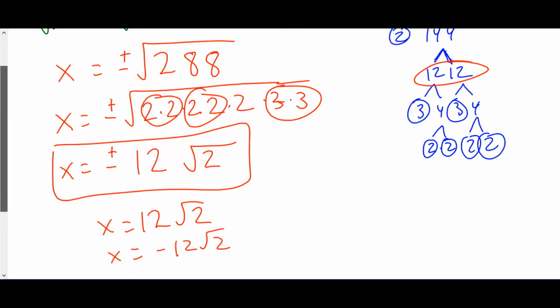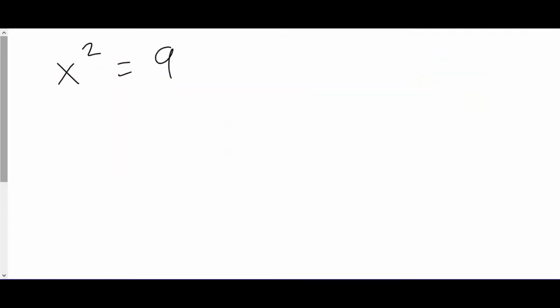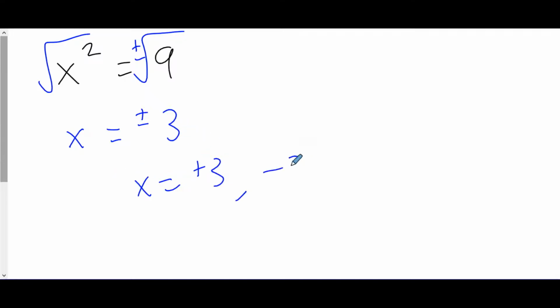Let's try some more examples. X squared equals 9. X squared is already isolated, so all I have to do is take the square root of both sides. Don't forget your plus or minus, and I get x equals, well, 9's a perfect square, so this one's not too bad, plus or minus 3. So x is both a positive 3 and a negative 3.